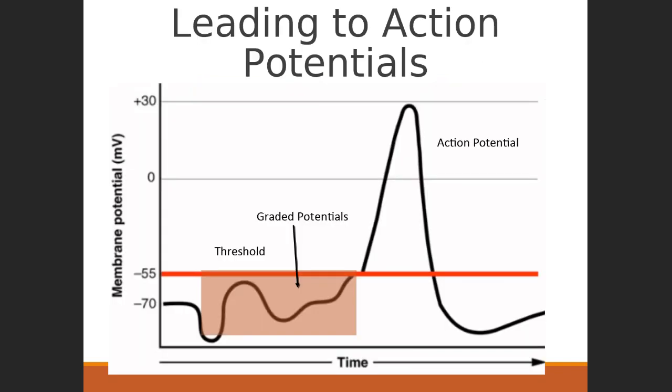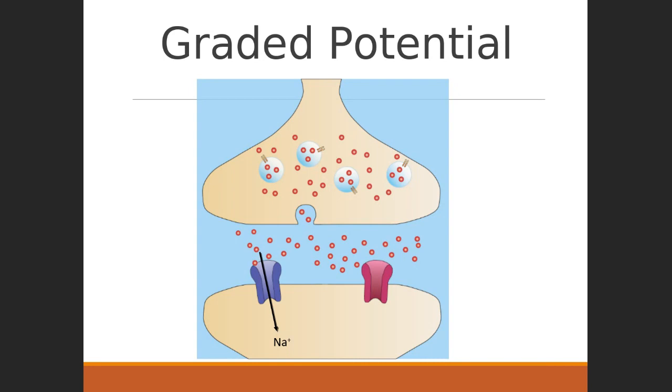If enough sodium comes in for us to hit threshold, then we will get an action potential. However, what about if another neuron is secreting a different neurotransmitter, opening up a potassium channel? And now potassium starts to leave. Remember, potassium is also a positively charged ion. Every potassium that leaves would offset the electrical effects of a sodium entering.